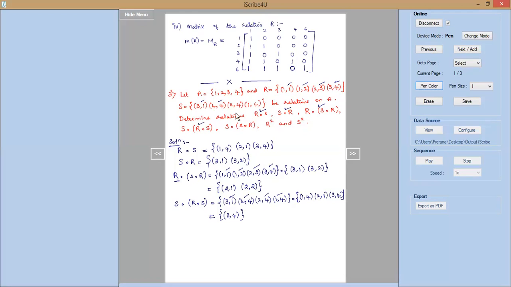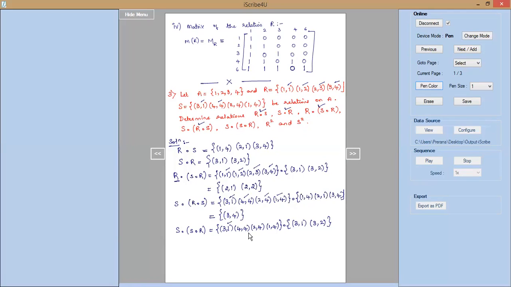Next we have to find S composition R. We'll write down the set S first for convenience. So we have (3,1),(4,4),(2,4),(1,4). Composition S composition R. S composition R we have just found out, (3,1),(3,2). So I will write down that (3,1),(3,2). Now we will do composition of these two sets. (3,1). This is ending with 1. There is no element starting with 1 here. So (3,1) work is over.